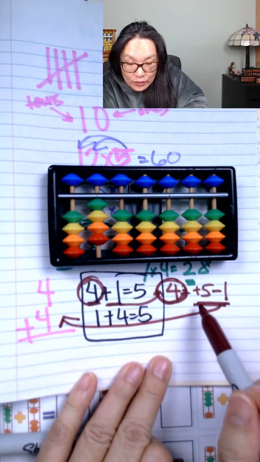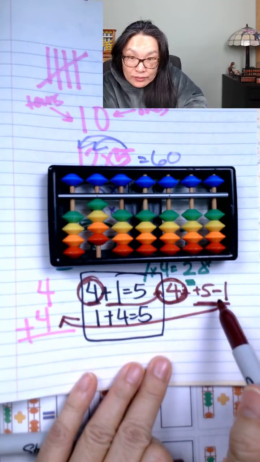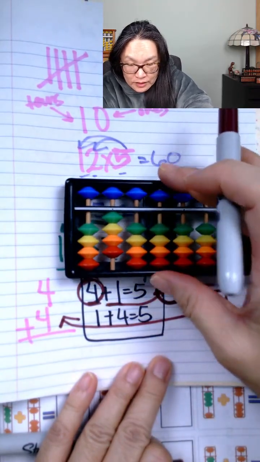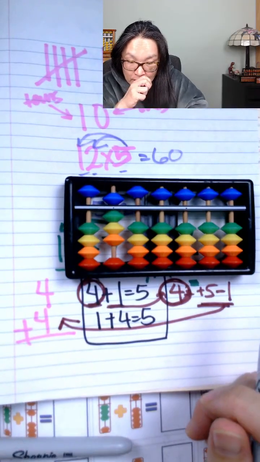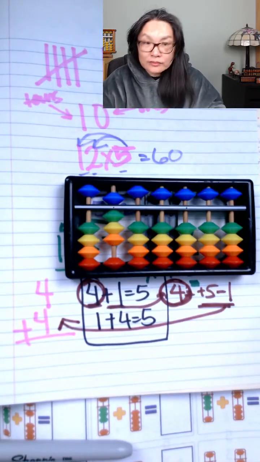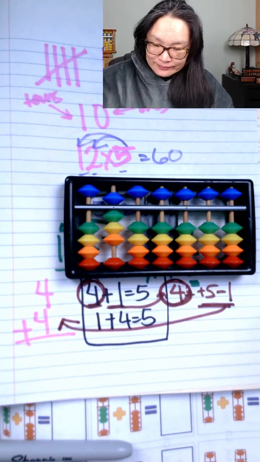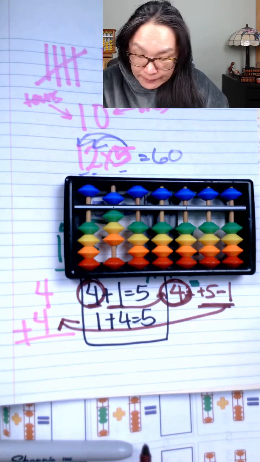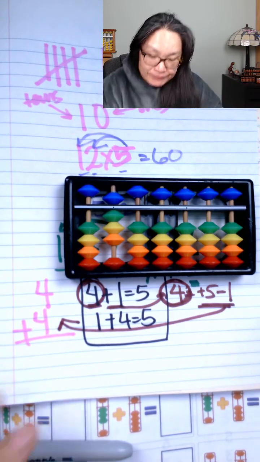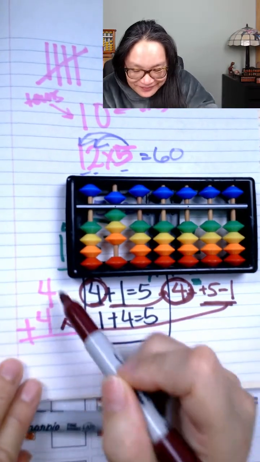So what does that mean? Well, notice it says plus the 5 minus the 1. So that's what I'm going to do. I'm going to add the 5 and I'm going to take away the 1. And now my answer is 8. Okay, that's it. We're done.